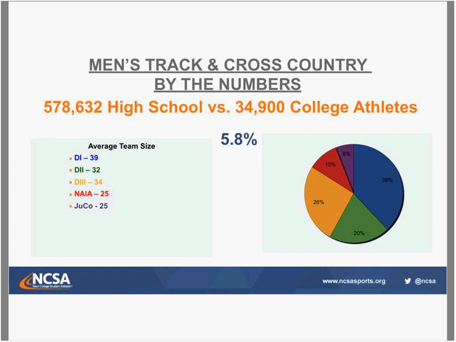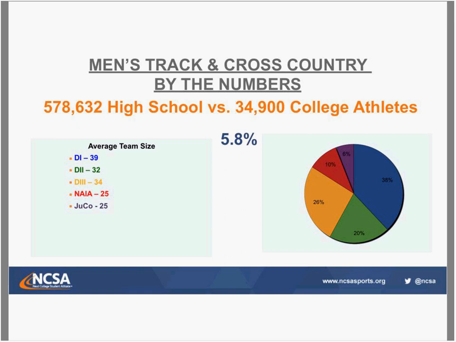Division II, again, has 12.6 scholarships and an average team size of 32. Division III does not offer athletic scholarships, and their average team size is 34. NAIA schools have an average team size of 25, and they've got 12 scholarships to split between them. And junior colleges have an average team size of 25, and they've got 15 scholarships to split between the guys that are on their team.